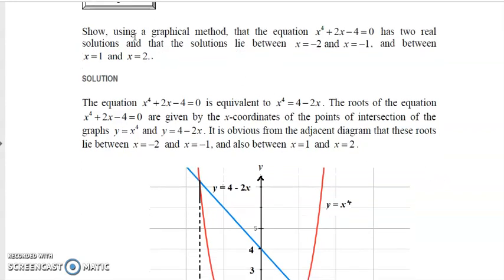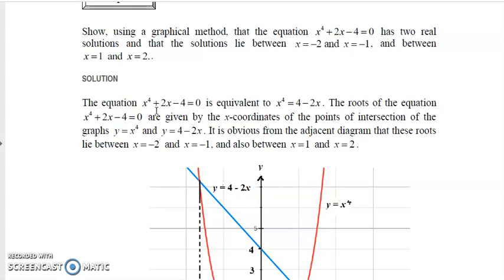The question asks you to show using the graphical method, so you need to use the graphical method. The equation x power 4 plus 2x minus 4 is equal to 0 has two real solutions, and the solutions lie between x is equal to negative 2 and negative 1, and between x is equal to 1 and x is equal to 2.